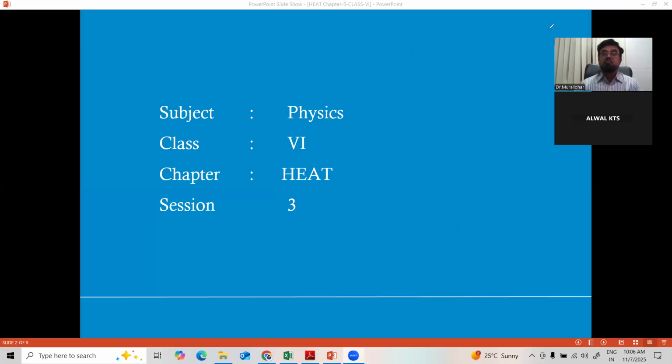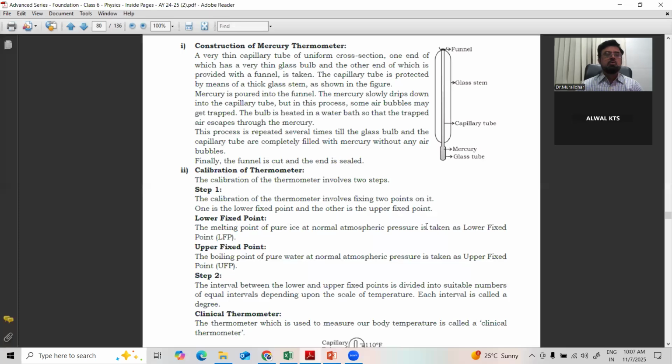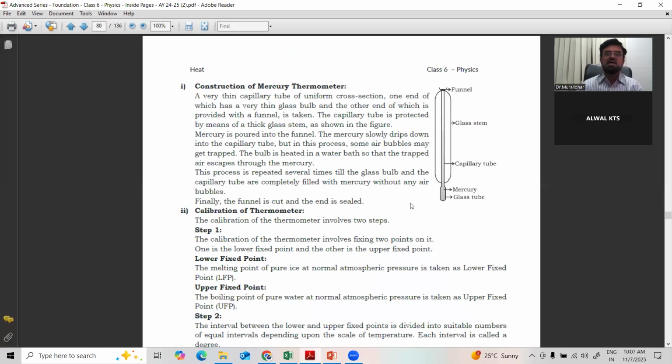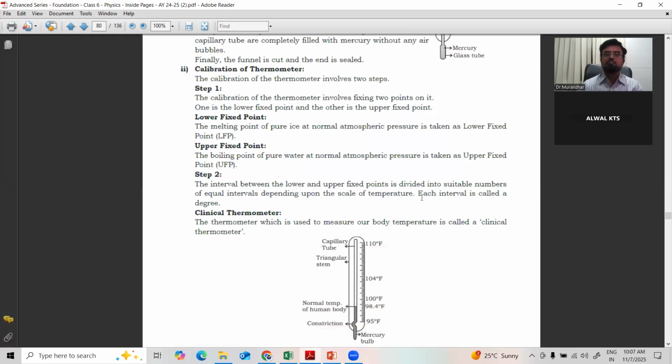Types of thermometers, where they are used, how they are designed and constructed, everything we'll discuss today. In the last class we discussed what a mercury thermometer is, the advantage of using the mercury thermometer, and also how to calibrate and mark the readings on the thermometer.